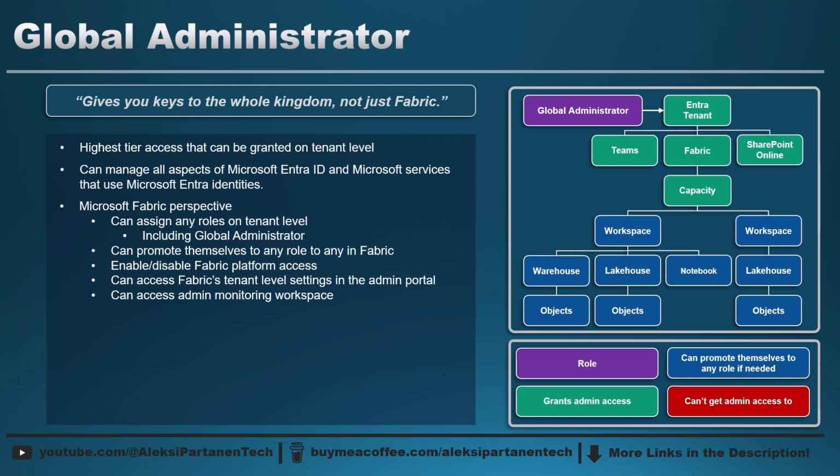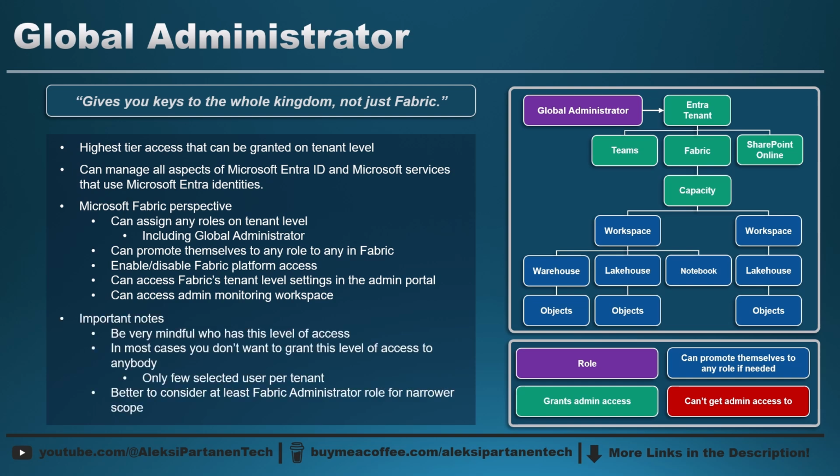Because of how powerful this role is, you need to be very careful with who has it. In most cases, you don't want to give global administrator rights to just anybody. This should be limited to only a few trusted people in the entire organization. If somebody only needs to manage Fabric and not other services, it is usually better to assign them the Fabric administrator role instead. That role has a much narrower scope and comes with fewer risks.